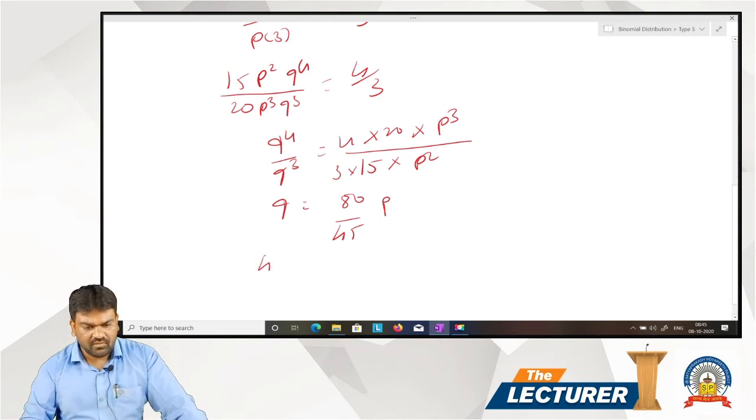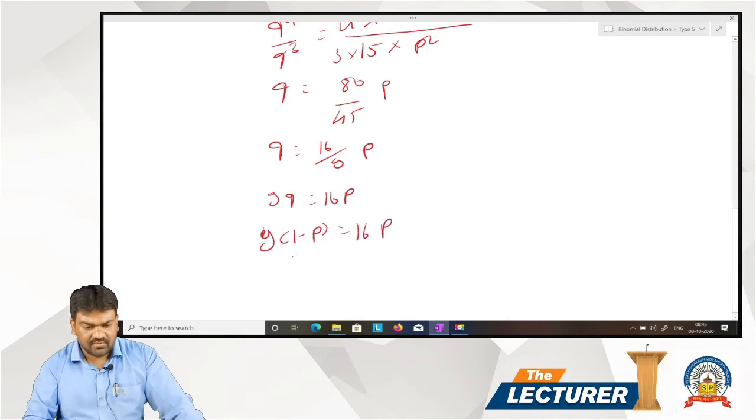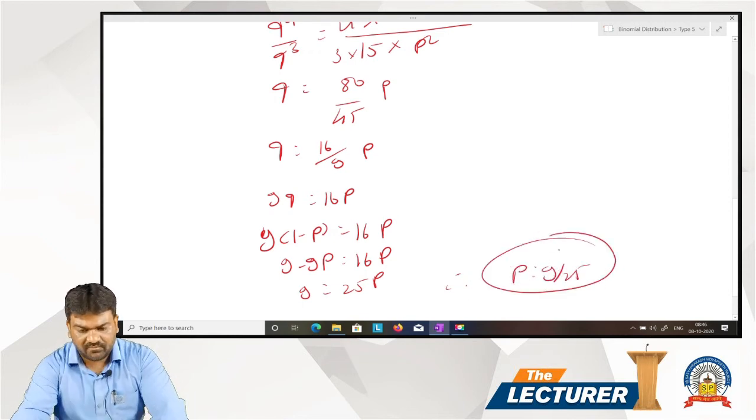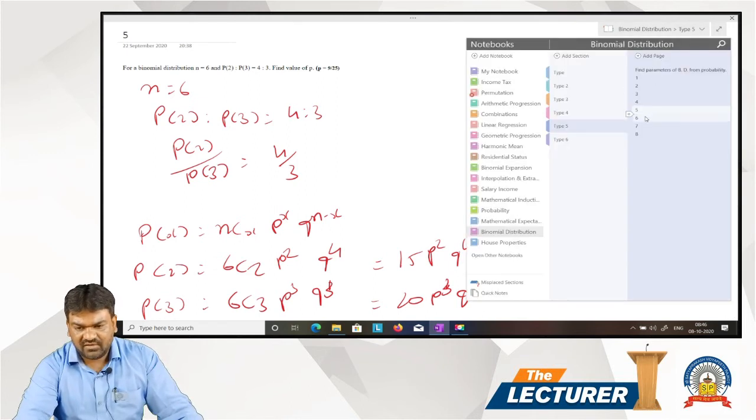So Q is equal to 80 divided by 5, that is 16, 9P. Cross multiply, 9Q is equal to 16P. 9 into (1 minus P) is equal to 16P. 9 minus 9P is equal to 16P. 9 is equal to 25P. So P is equal to 9 divided by 25. This is your answer. Next, example number 6.